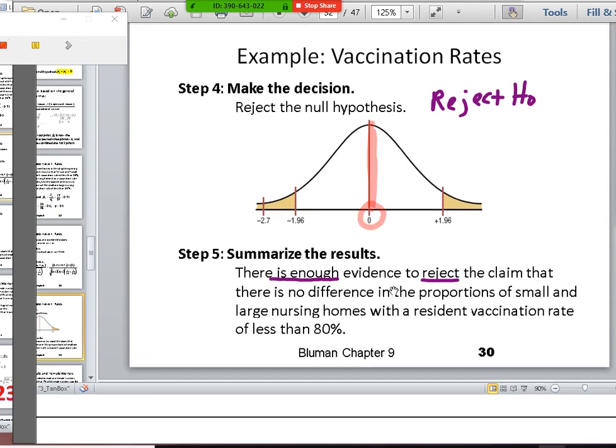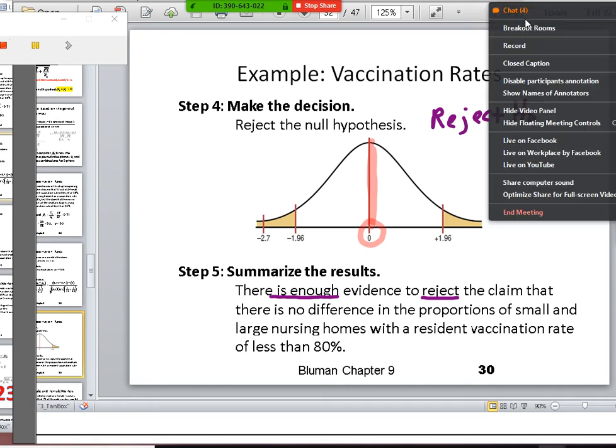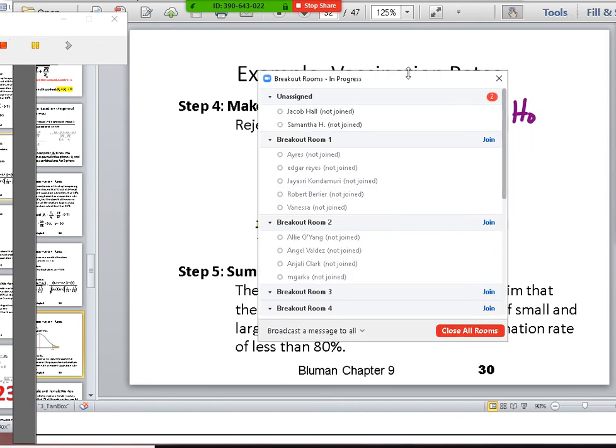So why don't you guys go ahead and do lab problem number 2. I will give you guys 15 minutes in your groups. So go ahead and hop in your groups, and I will give you guys 15 minutes to work on this.